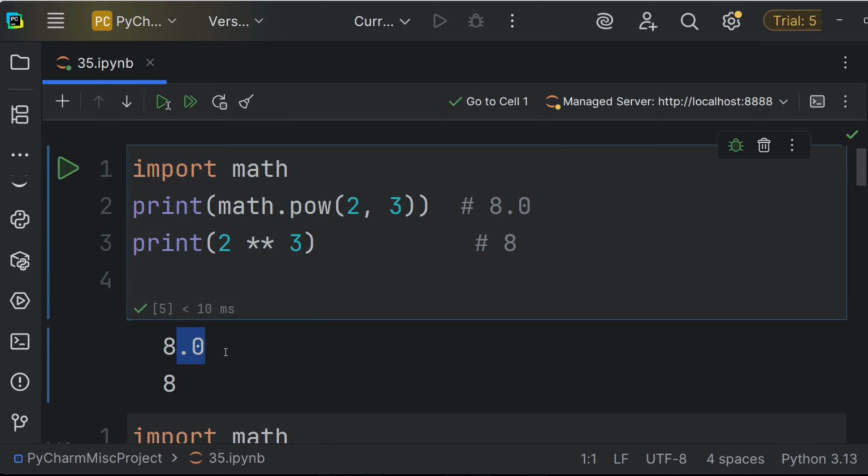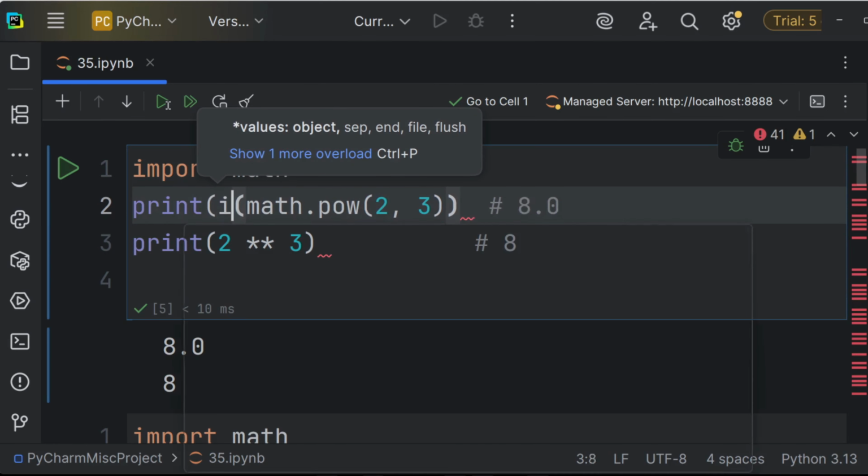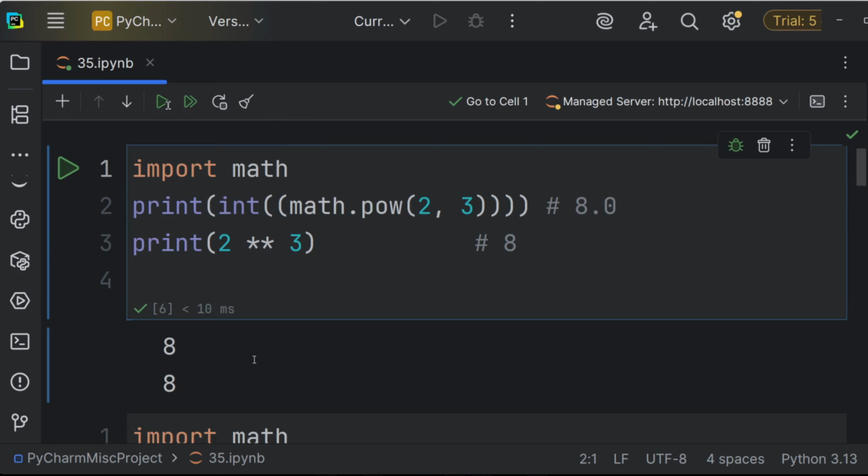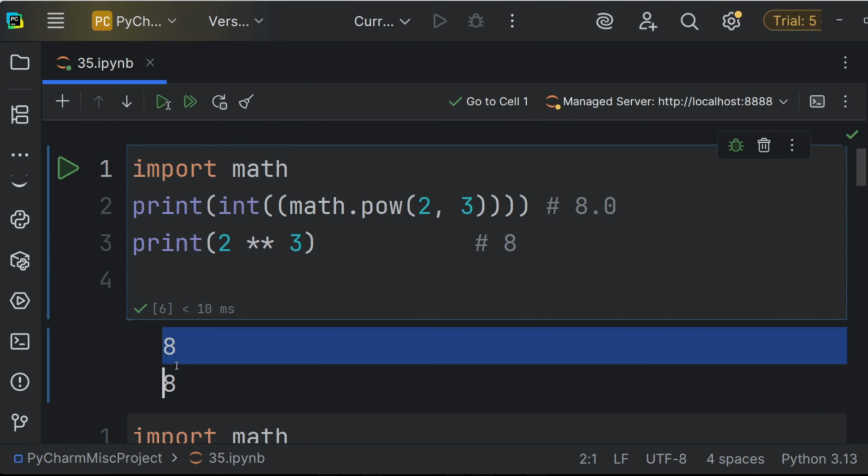Math.pow always returns a float, even when the result is whole, like 8 over here. That matters in data science or calculations where decimal precision is crucial. Let's say you wanted it to only be an int. It's quite simple. First, you put another bracket for the print, int, another bracket. Now you close this with two brackets. Now when you run it, as you can see, it prints math.pow as an integer, making both these values the same.